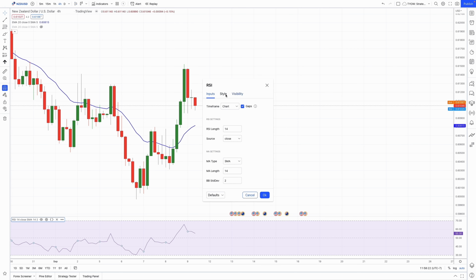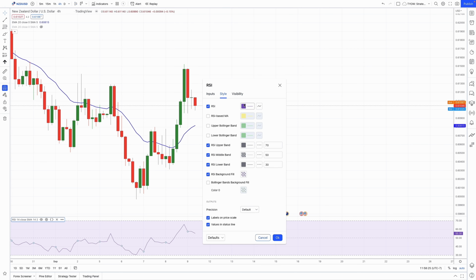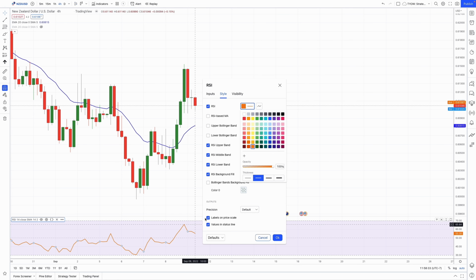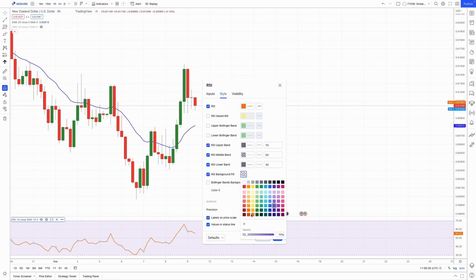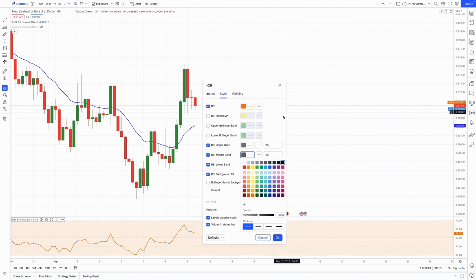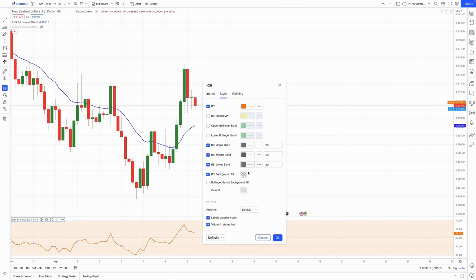And then we also have our inputs. So I'm going to style this in the way that I like. The purple is okay, but I actually like the orange. So I'm going to change that to orange, and I made the line a little bit thicker so it's easier to see. I'll change the background fill to the same kind of color. And now we have our middle band line, the one at 50, our neutral line. I like to make that one a solid line so it's a bit easier to see. And I might actually darken that too, just so it comes through a little bit better.